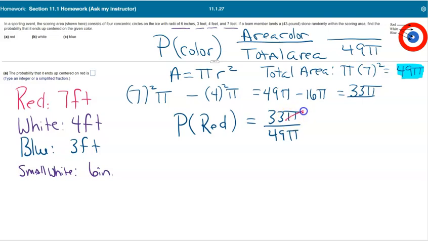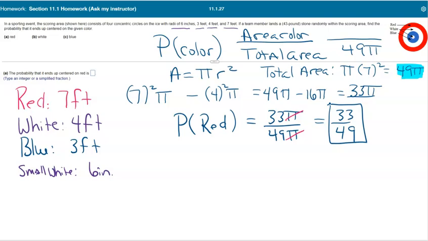Okay, so this pi cancels with this pi, and I'm left with 33 over 49. I should reduce that if possible, but 33 only has factors 3 and 11, and 49 has factors of 7, and that does not cancel. So that is the exact value of the probability of red.